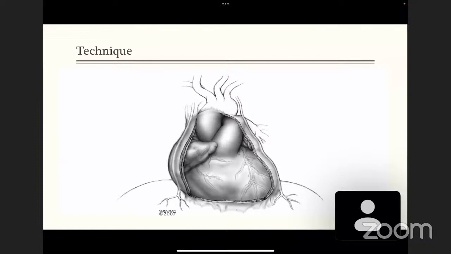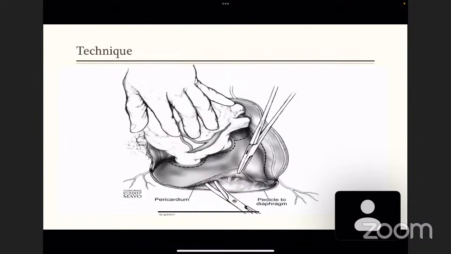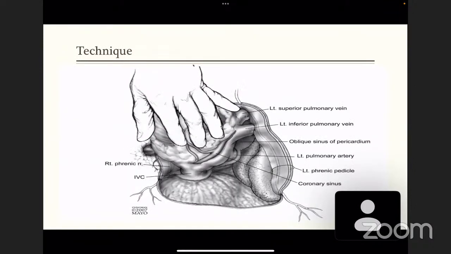Remember, if you don't visualize the most important structures at risk, that means you're not in the right plane for decortication. And then the dissection continues to free the inferior pericardium from the diaphragm. Again, the dilated inferior vena cava here is at risk of injury too. So caution should be taken in this area. And this is how it looks after it's been freed.